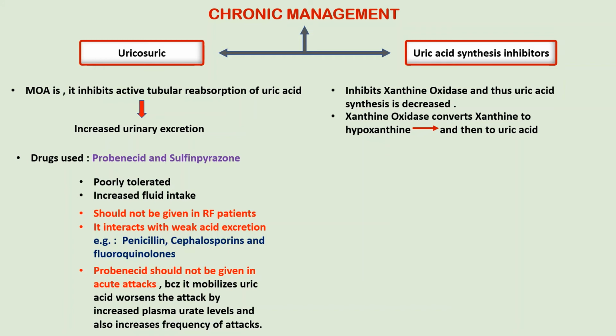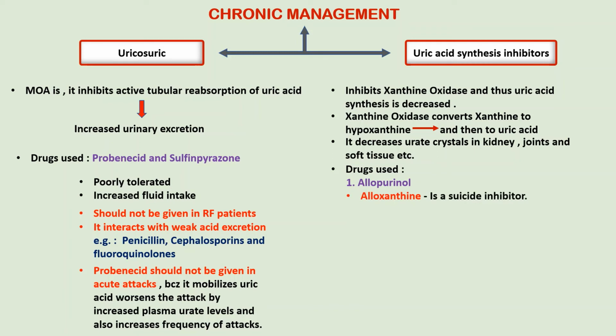So the uric acid production is decreased, and this reduces the urate crystals in kidney, joints and soft tissues. The drug coming under this category is allopurinol, and the mechanism of action of allopurinol is that it is basically a substrate for xanthine oxidase. So when xanthine oxidase acts on allopurinol, it gets converted to alloxanthine, and now this alloxanthine is a suicide inhibitor, that is a non-competitive one, which inhibits its own metabolism by inhibiting xanthine oxidase.